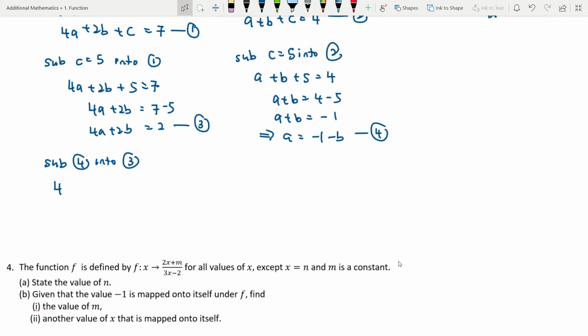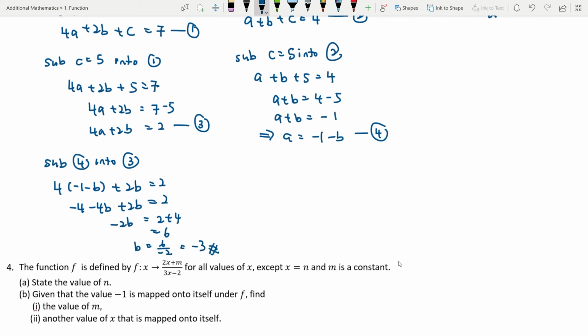4 times -1 minus b plus 2b equals 2. Expand it, we get -4 minus 4b plus 2b equals 2. Move the -4 to the other side and simplify them. We get -2b equals 2 plus 4, which is 6. b will be 6 divided by -2. We get -3.